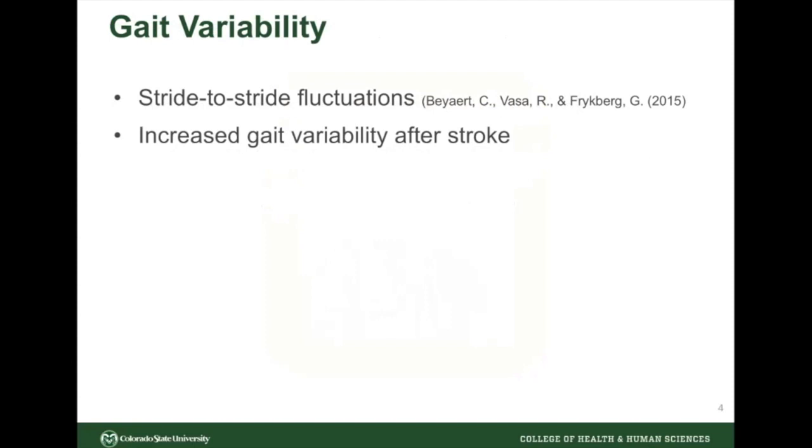Human gait in general is characterized by small stride to stride fluctuations. Not every step or stride is going to be the exact same. These fluctuations are known as gait variability. People with stroke exhibit increased variability in their gait, both spatially and temporally, which is indicative of a more unstable walking pattern and could likely impair bilateral gait coordination after stroke.